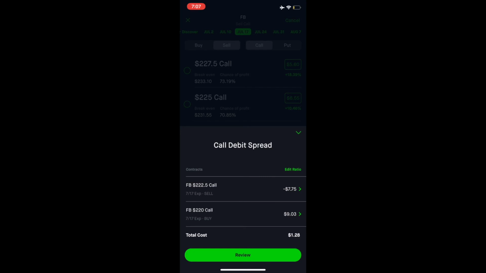You're capped to making $128. You're capped to making however much you spent, which is $128, which is 100% of your money. At that point, it's a safer way to trade, right? Now, instead of you paying $700, $900 per naked option, you're only paying $128 for this strategy here.